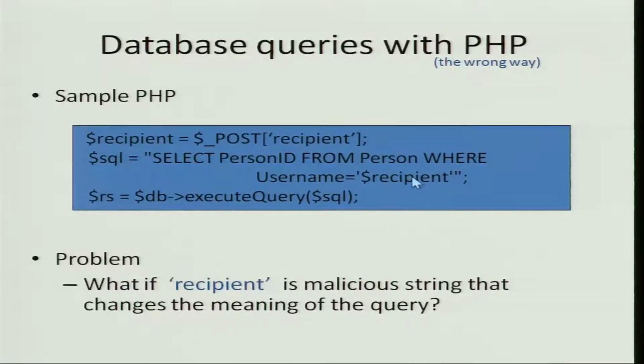So instead of saying where username equals recipient, you can also put an OR with this condition and say 1 equals 1. So even if the username does not match the recipient, because you have an OR and 1 equals 1 is always true, this will return you the entire list of person IDs from the person table.